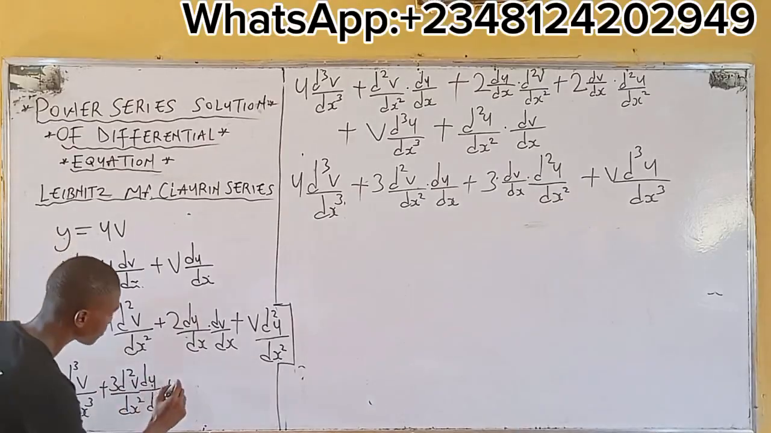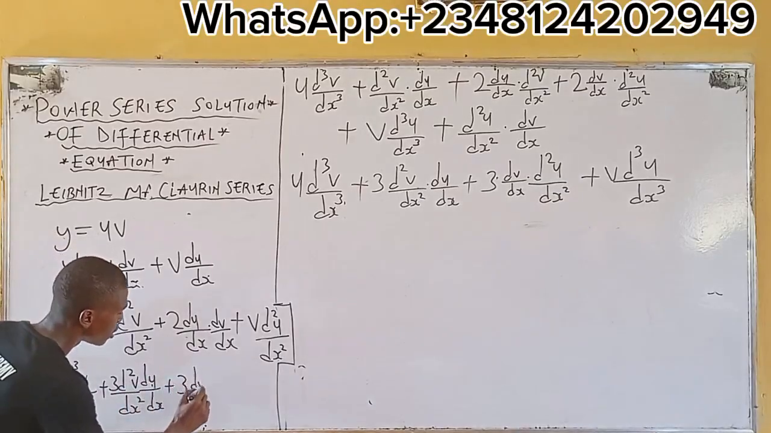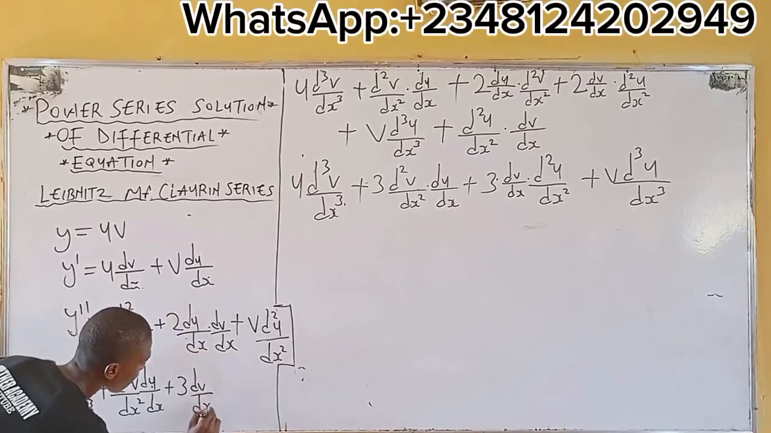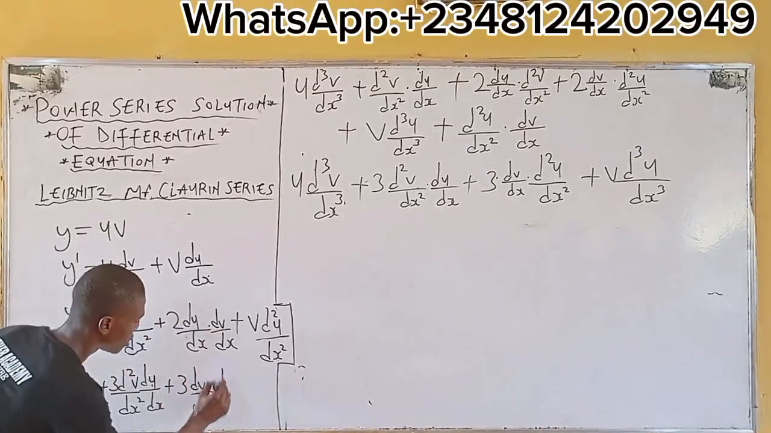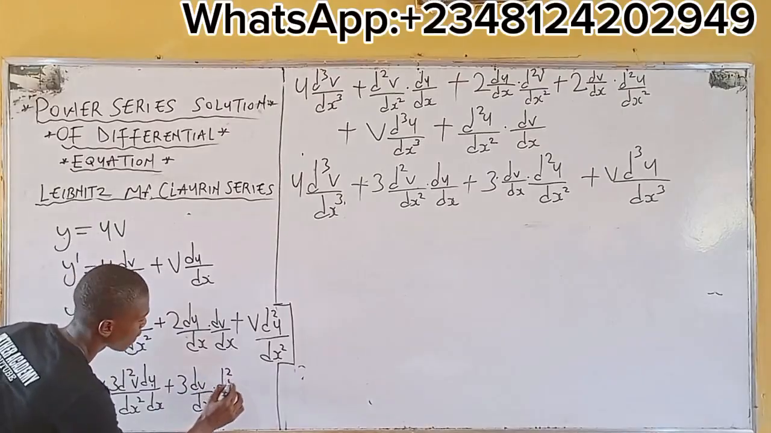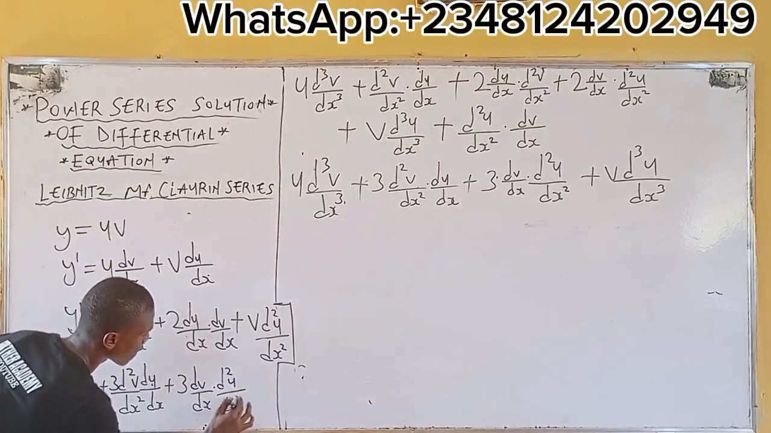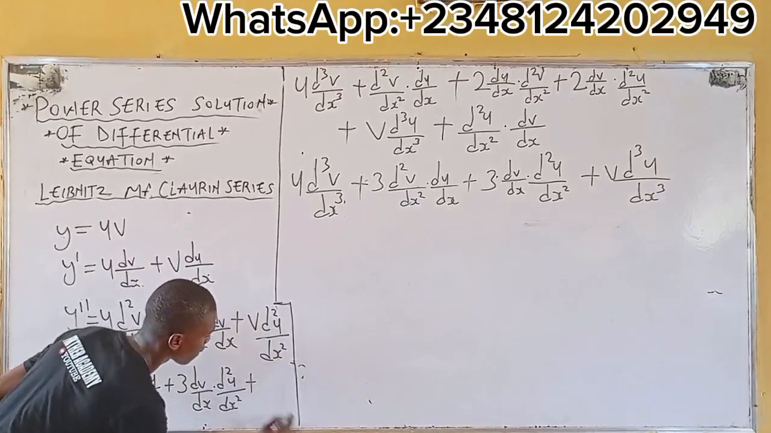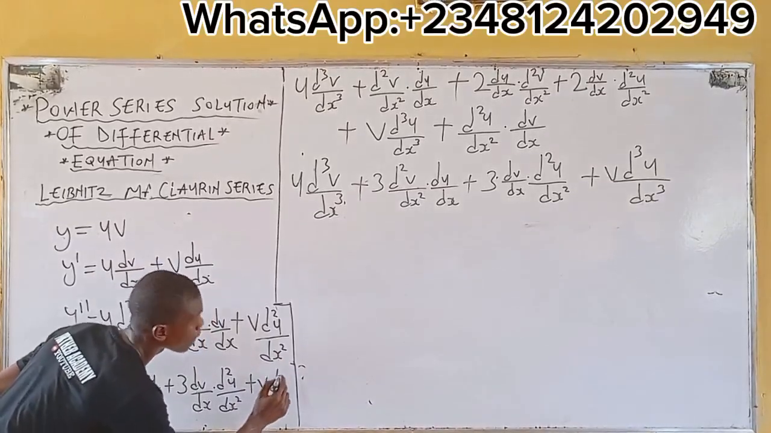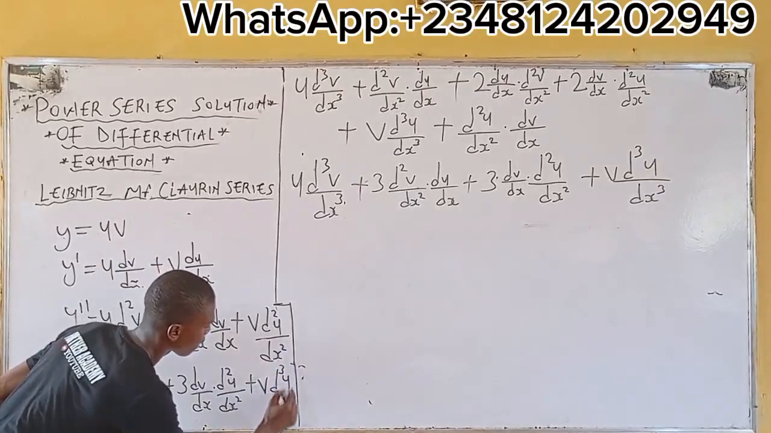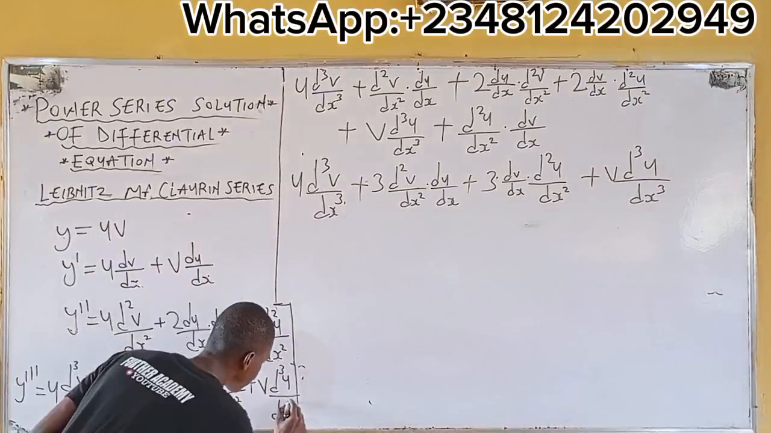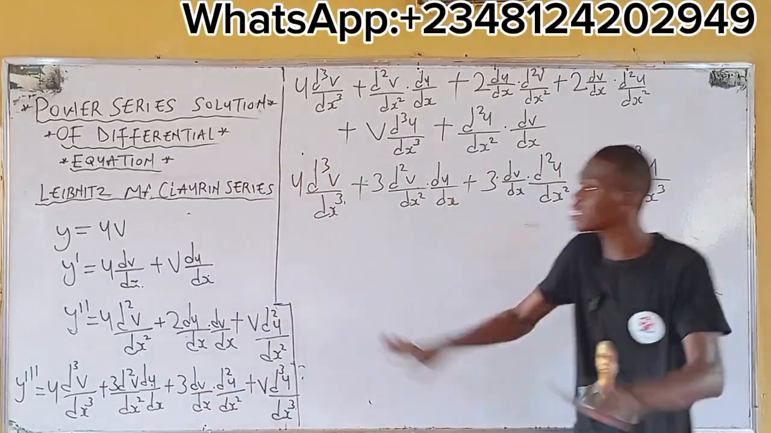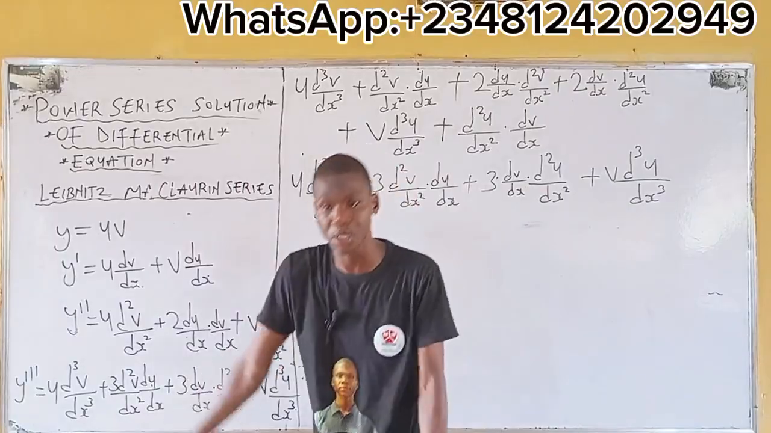Right? Plus 3 what? Plus 3 dv dx multiplying, plus what? Any question on how we found this derivative so far? Because this is the basis of what we are doing. When we say Leibniz Theorem, this is the basis.